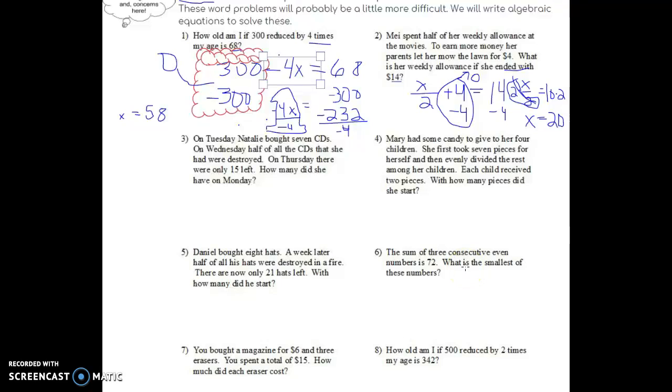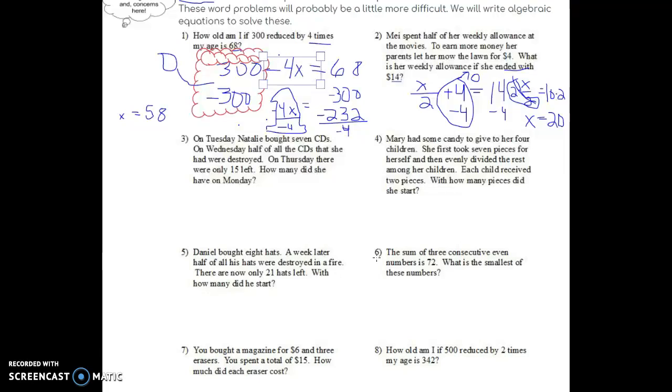All right, I also want to talk about number 6. This says the sum of 3 consecutive even numbers is 72. What is the smallest of these numbers? Okay, so let's start breaking this apart. What does sum mean? It means to add, right? What does consecutive mean? 3 and 4 are consecutive numbers. 5 and 6 are consecutive numbers. 7 and 8 are consecutive numbers. Okay, so consecutive is right after one another.